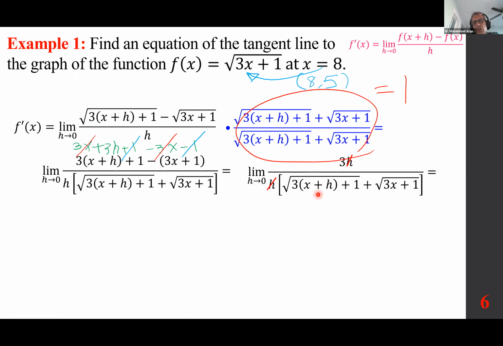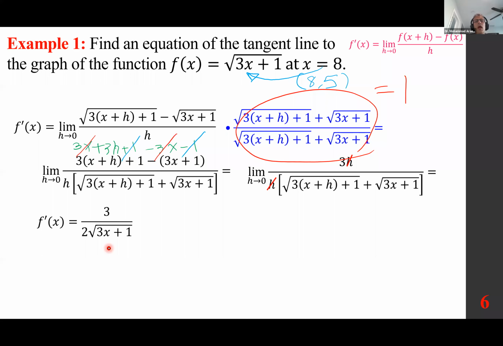We plug in h. If you replace the h with 0, I hope you realize the first and the second square root become identical. Both of them become square root of 3x plus 1. So you have 2 of that. And that is f prime of x. Okay, everybody? That is f prime of x.